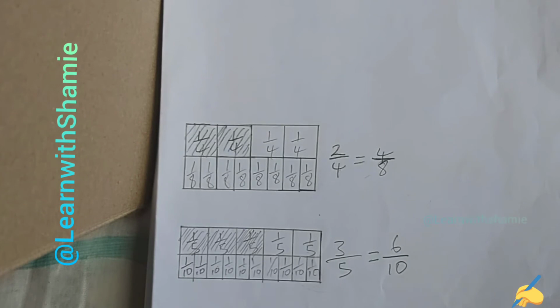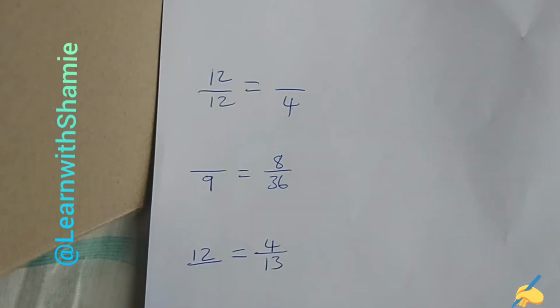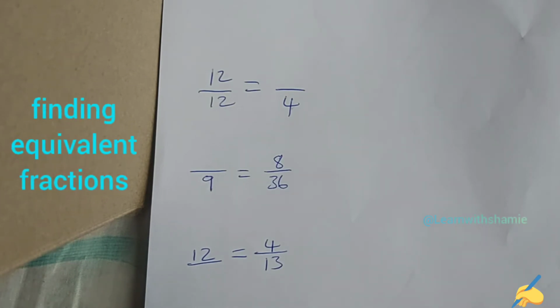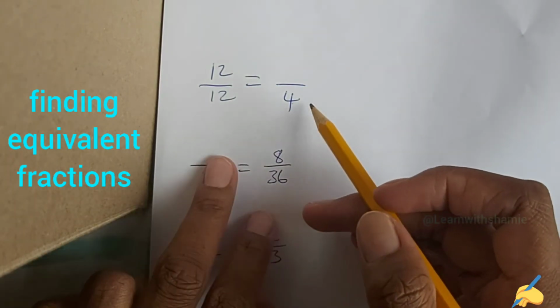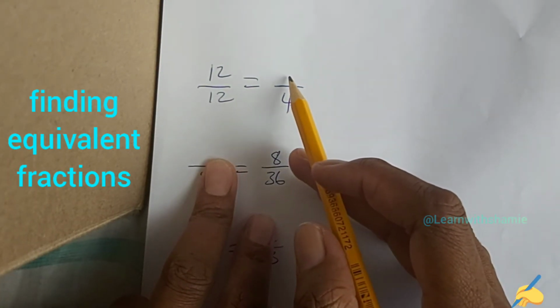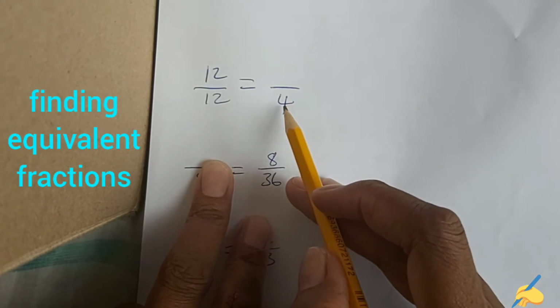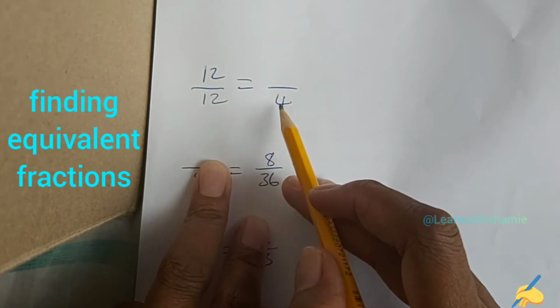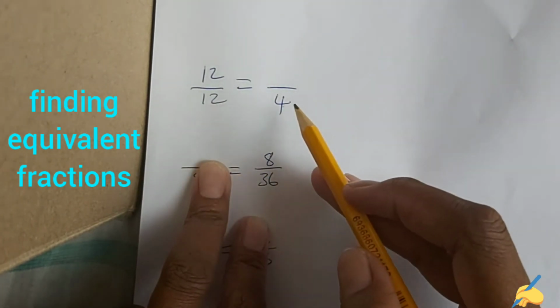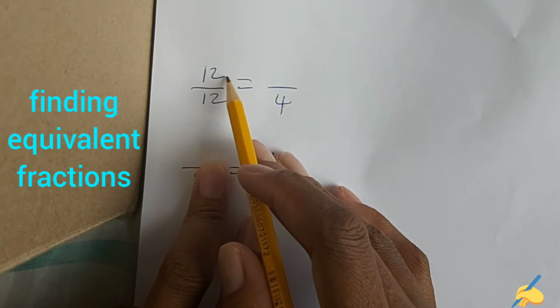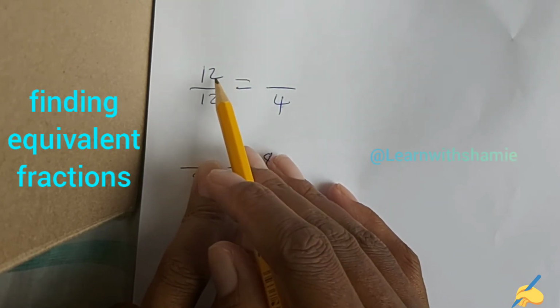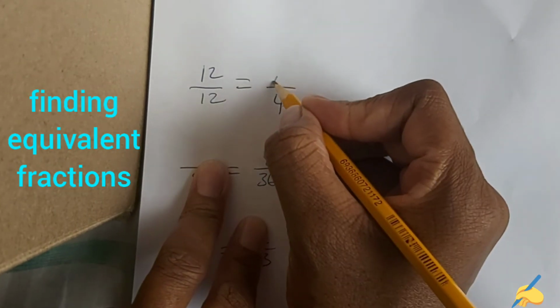I'm going to show you another way how to solve equivalent fractions. On your screen you can see I have some equivalent fractions to be solved. The first one is 12 out of 12, so we need to find the missing numerator. We already have the denominator, which is 4. So 3 into 12 would give you the 4. The same number you divide the denominator by, you would also divide the numerator. So 3 into 12 would also equal 4.